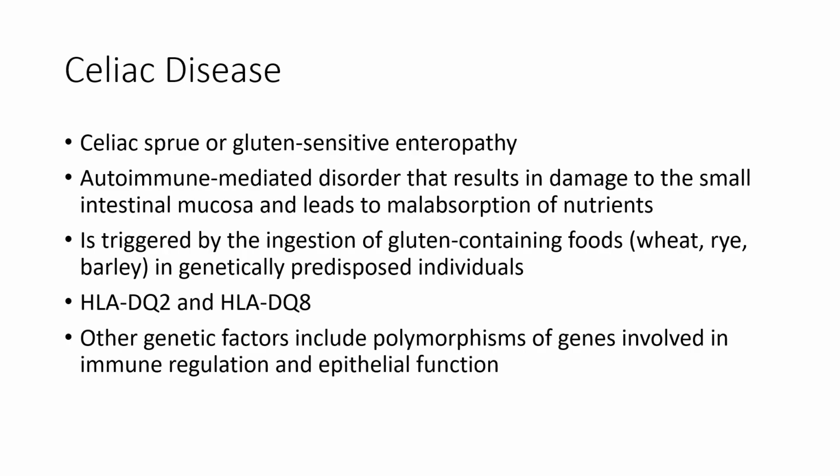The small intestine is the site where absorption occurs, so damage to the small intestinal mucosa leads to malabsorption of nutrients. And celiac disease is triggered by ingestion of gluten-containing foods, such as wheat, rye, barley, in genetically predisposed individuals. It is strongly associated with HLA-DQ2 and DQ8. However, other genetic factors also play a role, such as polymorphisms of genes involved in immune regulation and epithelial function.